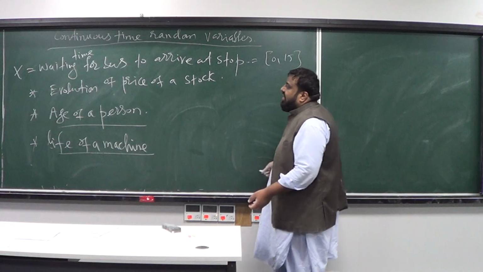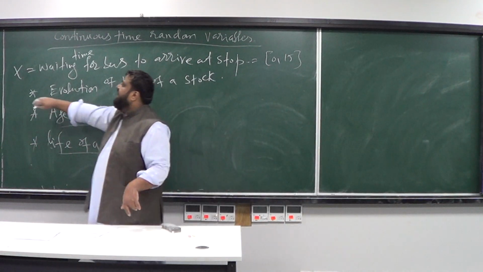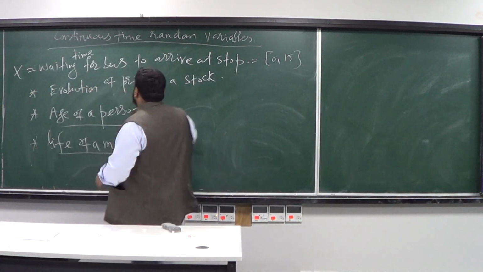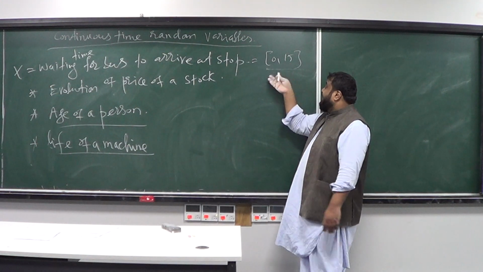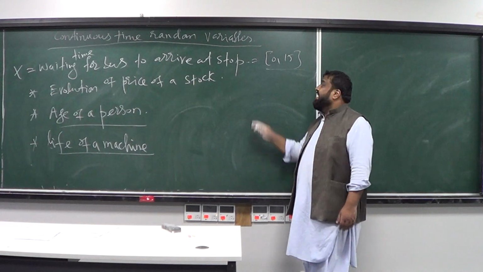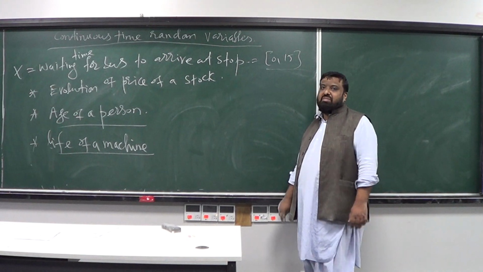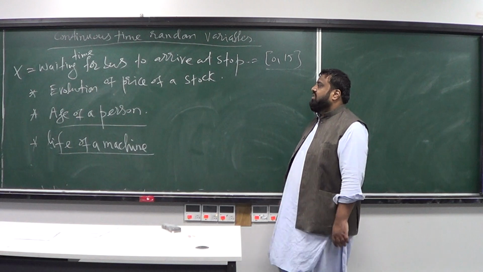So now x, which previously was taking discrete values, is now going to take values in an interval. So x lies in the interval. So the waiting time lies between 0 to 15 minutes, or any number of minutes actually.